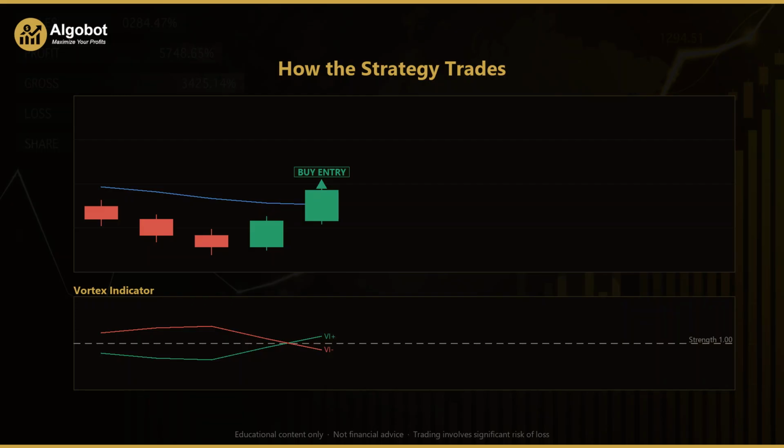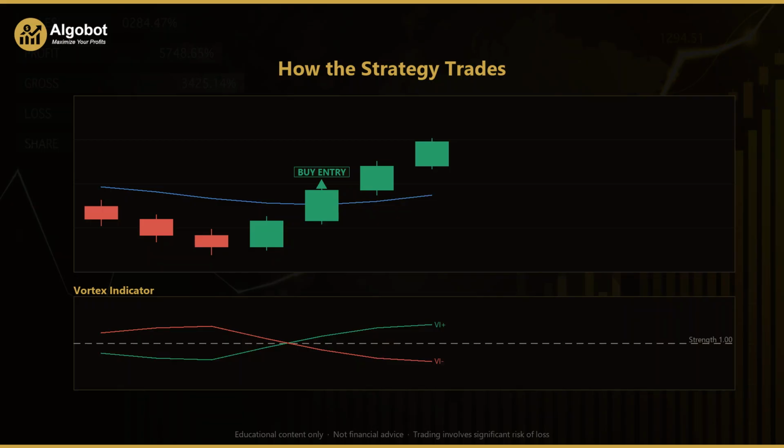As the candle at the bottom of the dip closes and the next candle pushes up, two things happen together. In the subpanel, VI+ climbs and crosses above VI-, and it pushes above the 1.00 strength level, confirming genuine upward pressure rather than a flat market. At the same time, price closes back above the moving average. All three conditions now agree, and you can see the buy entry marker appear on the chart. This is the long setup completing.